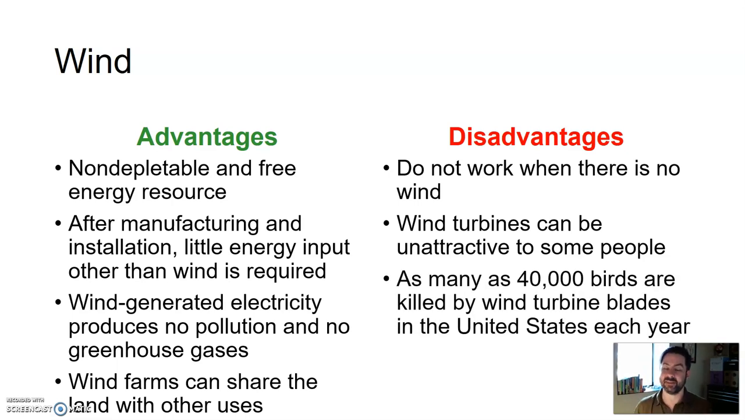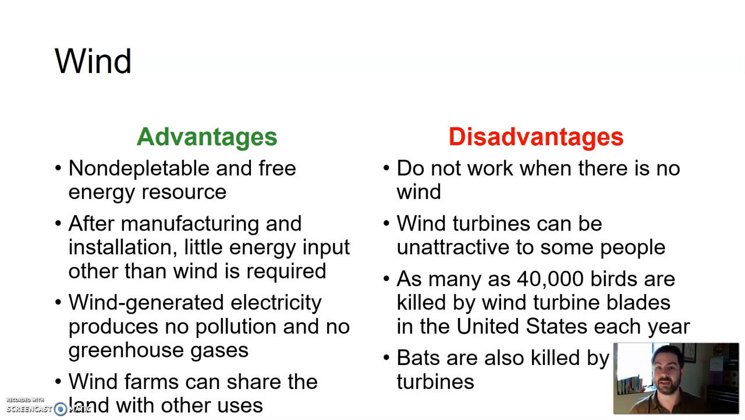So, you know, these are big fan blades moving relatively fast. You can hit birds. As many as 40,000 birds are killed by wind turbines in the U.S. each year. Bats are also kind of thrown in here if it's windy at night and they're flying through. So some people that are birders are concerned with that. They have some issues, but I think they're kind of cool to look at.